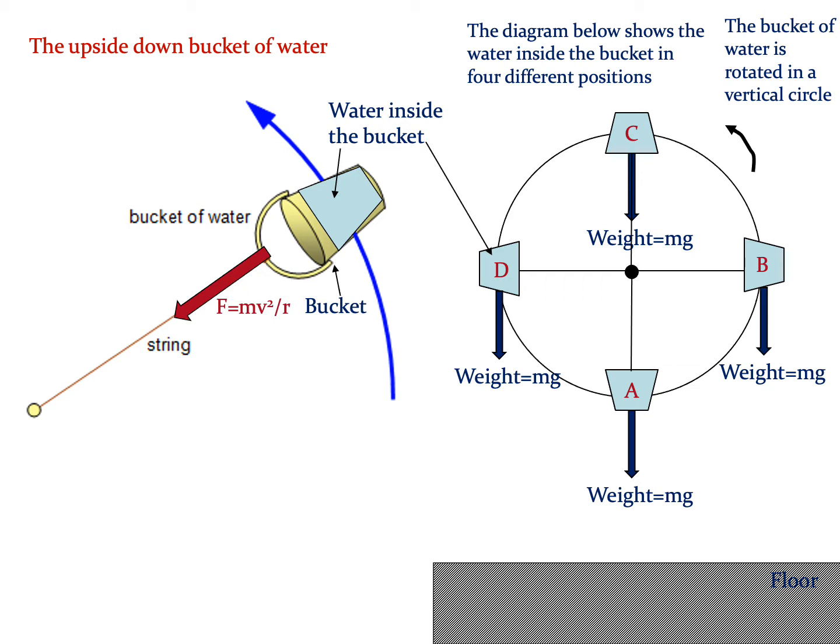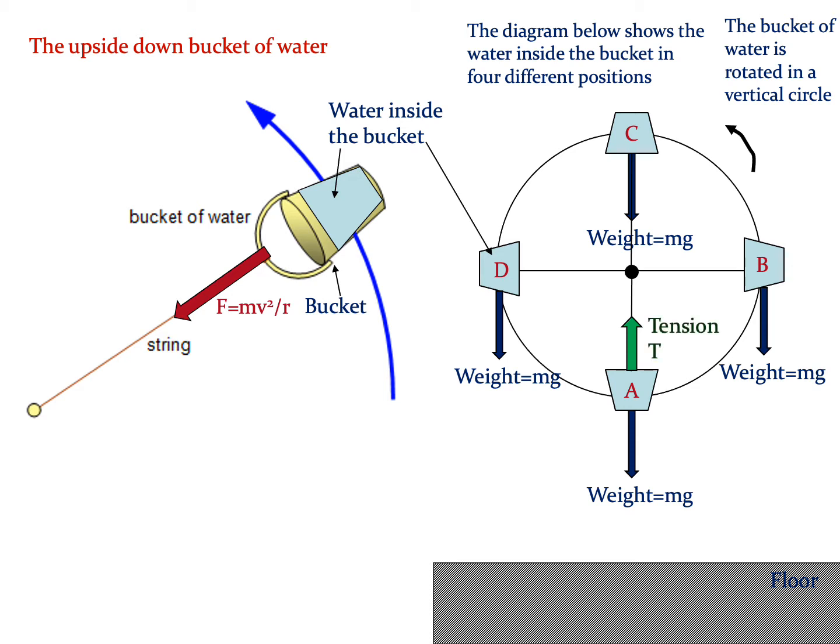Now, what other force is acting on the water? Well, it can't just be the weight mg. If it were just the weight mg, then the water would simply accelerate downwards under gravity at 9.8 meters per second squared. So there must be another force on the water. Well, let's begin at position A again. In fact, there is a force acting upwards caused by the tension in the string, and it's really pulling the bucket up onto the water, so to speak.